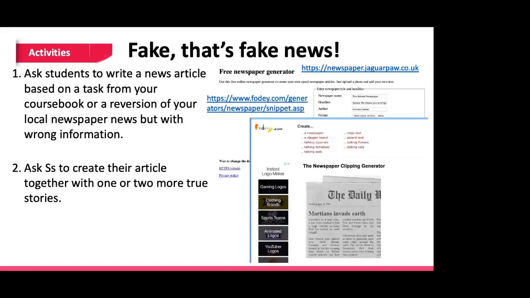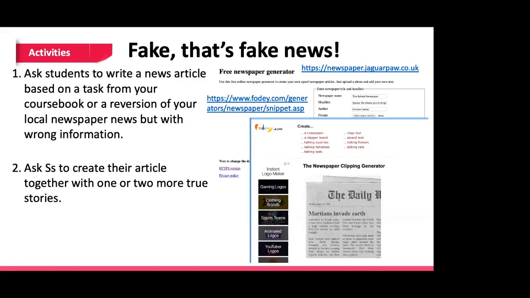And there are these two websites that are fantastic for creating newspapers. When students copy and paste their news into the text editor, it gives them the image of a newspaper, as you can see. And it really looks true. They can create the name of the newspaper and everything. And that is really fantastic because it gives authenticity.